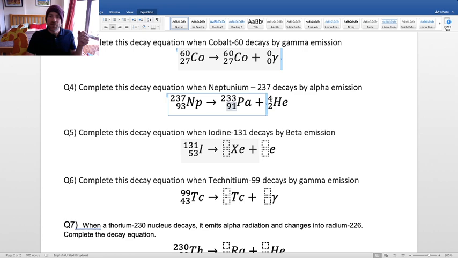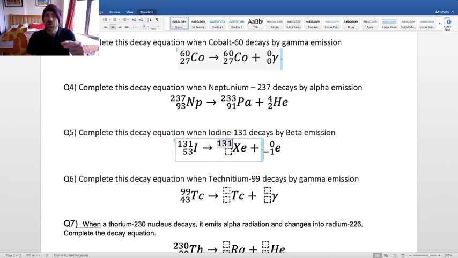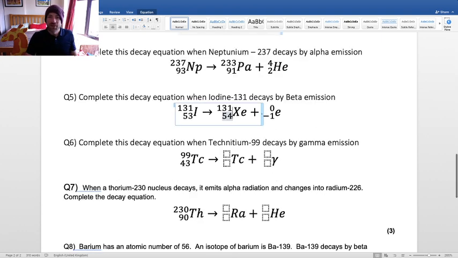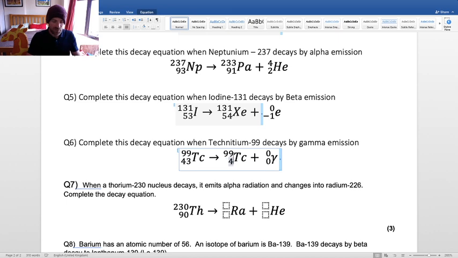Okay. Same thing. Put the numbers in, 0, minus 1. And then you can do the same thing. So 131 stays the same, but of course a neutron's changed to a proton. So iodine changes to xenon, goes up to 54. Now, gamma, nothing happens. So this just remains identical.